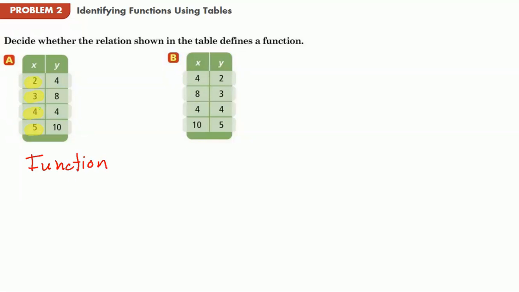All right, let's look at the next one. You have 4, and then notice there's another 4 right there. As soon as you see that x is being repeated, okay, that's right there telling you that this is going to be a non-function or not a function. Okay, so that's how you can tell if it's a function. All right, that's all there is to this problem. Let's go on to the next problem.